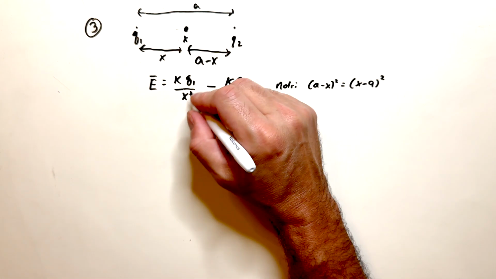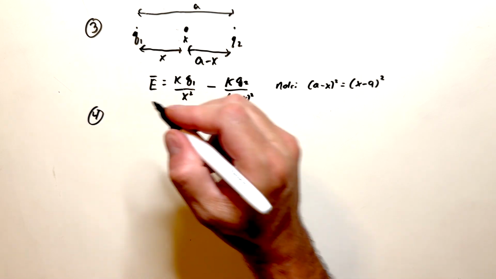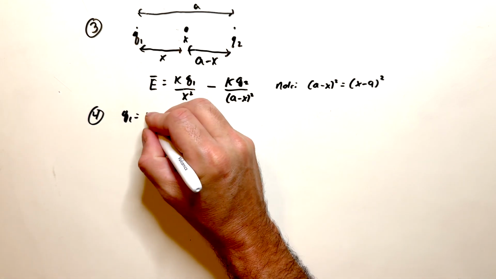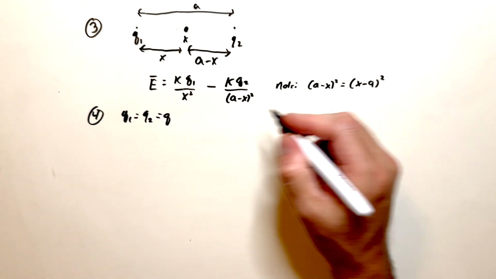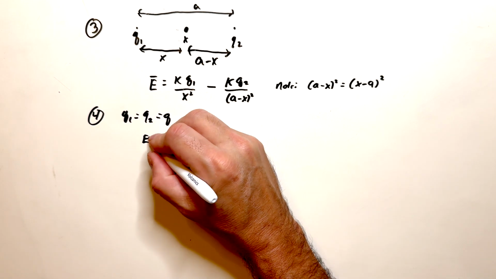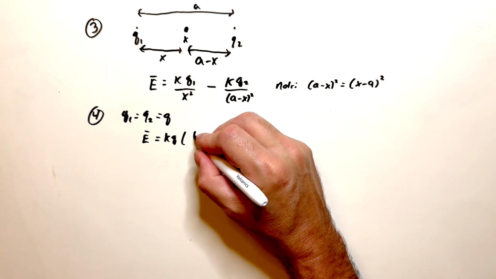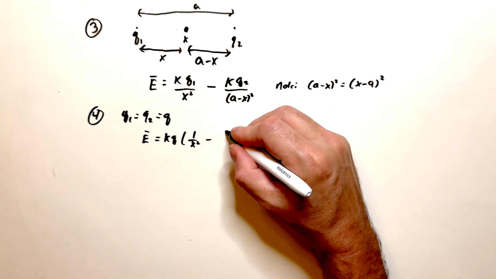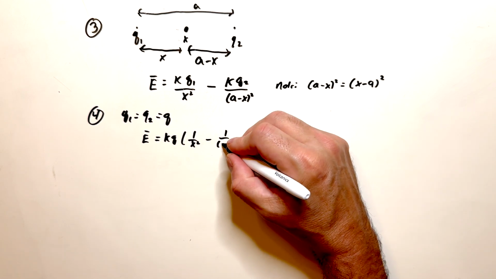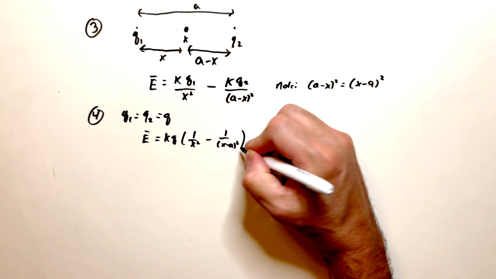So we'll let Q1 and Q2 be equal. This will be problem number 4. We'll just let Q1 equal Q2 equal Q. So we can then write the electric field as k times Q times 1 over x squared minus 1 over x minus a squared.